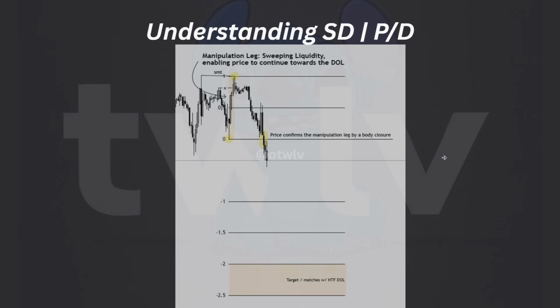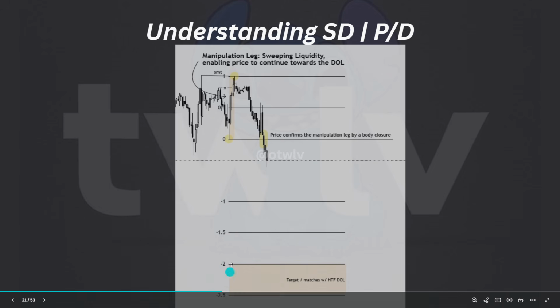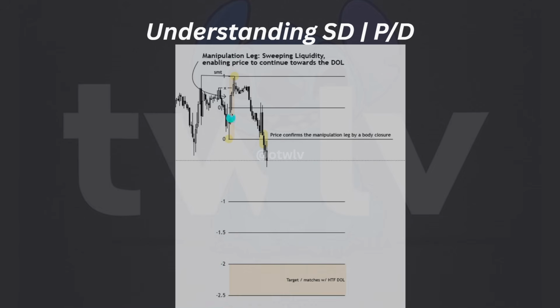So right here, we take the manipulation leg from the low to the high and we draw out our Fibonacci. So 0 to 1 or 1 to 0, it doesn't really matter. If you're in a downtrend, you want your extensions lower. Okay, so you draw it on your manipulation leg, that swept liquidity, enabling price to continue to the draw.